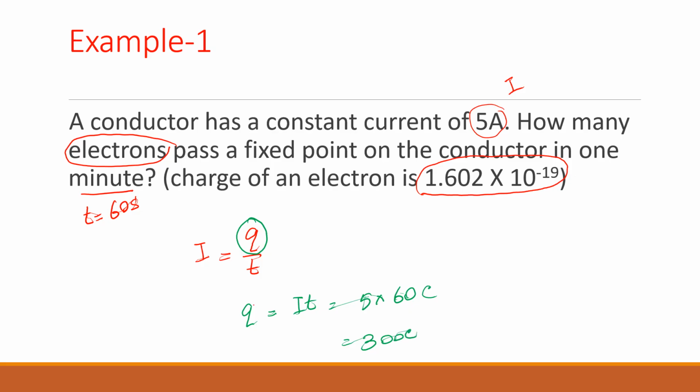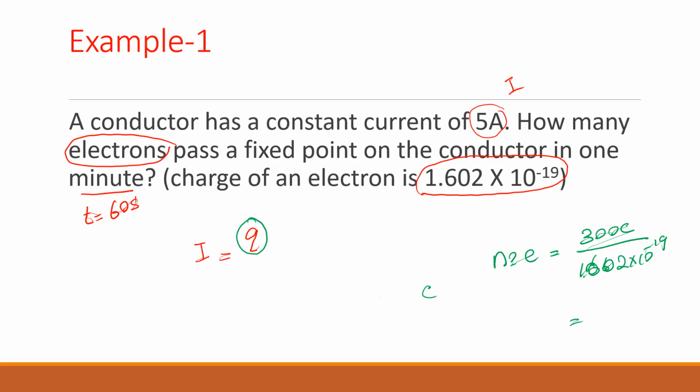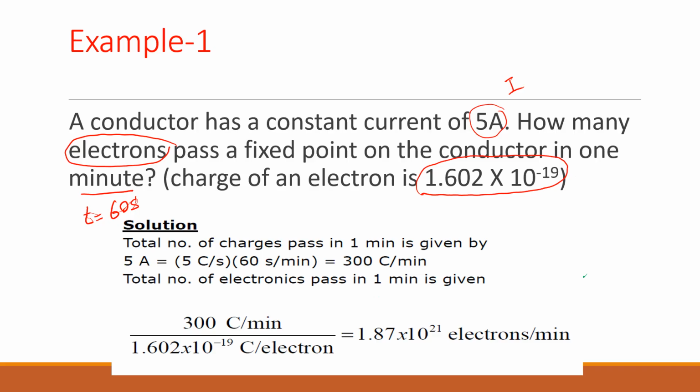Now to find the number of electrons. One electron is 1.602 times 10 to the negative 19 coulombs. So to find the number of electrons, we have to divide this total coulombs by the charge of one electron. So it's 300 over 1.602 times 10 to the negative 19. So if we solve this one, we get the answer. So let's see the answer. So that is 1.87 times 10 to the 21 electrons within that 1 minute or within that 60 seconds.